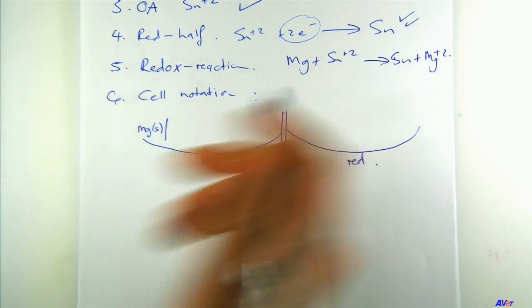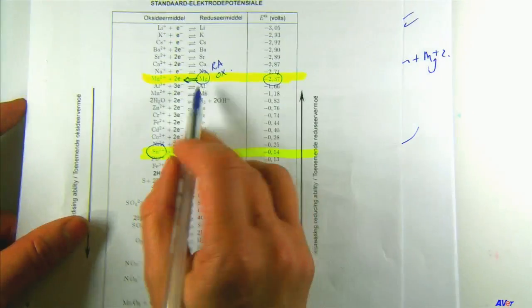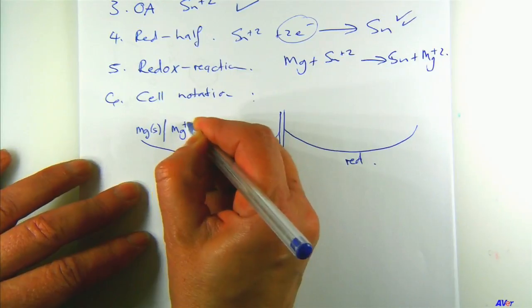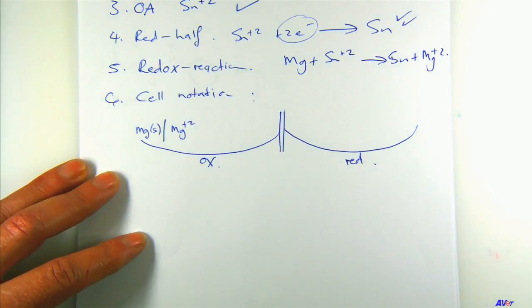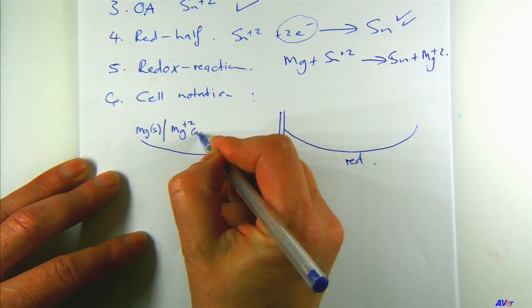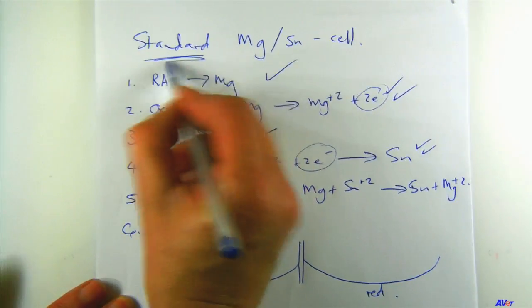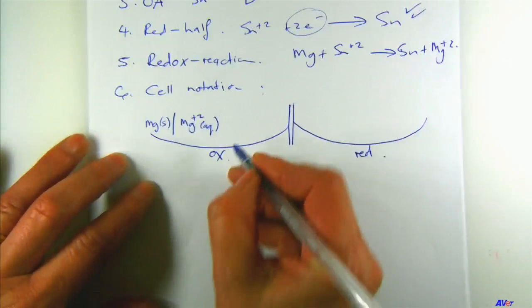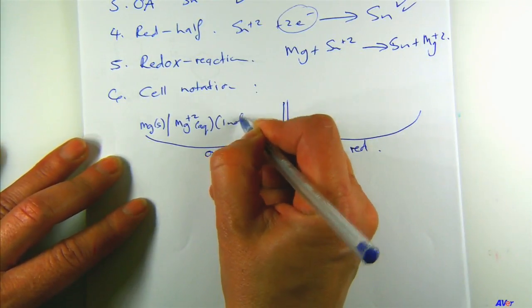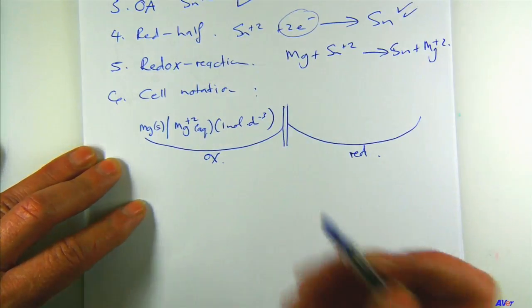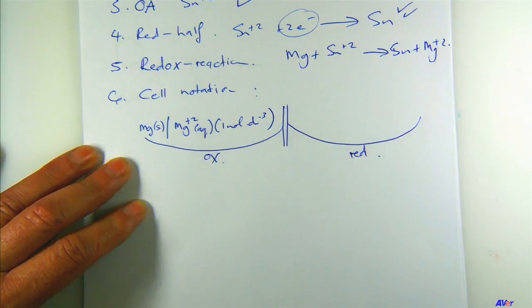What's it going to form? Now I look at this one. It's going to form magnesium 2 plus. And the moment that I have a charge, what do I know? This will be solution. Right. And if it's a standard magnesium tin cell, then I might even add 1 mole per cubic decimeter. Sometimes they even leave that out on the memo. Right. But if it's standard, then it's 1. Right.